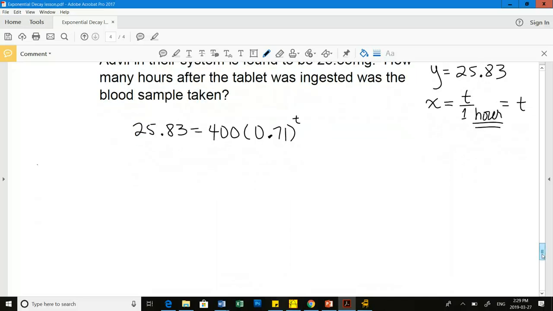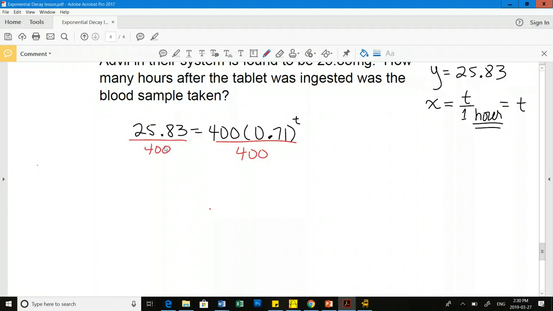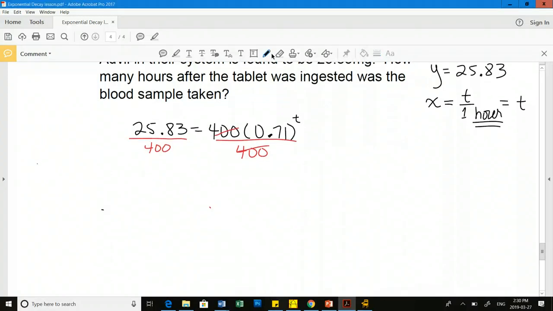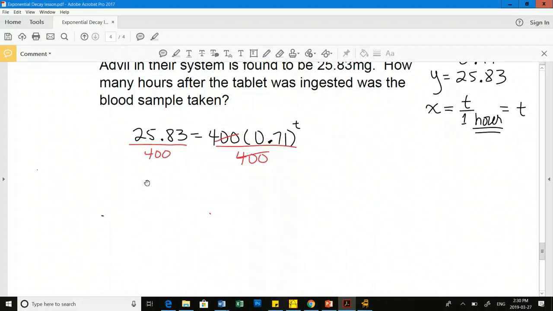Okay, before I use log, I need the base and that unknown in the exponent there. I need this whole part, the 0.71 to the t, isolated on one side. So I'm going to start just by dividing out the 400. And these will cancel over here. What do A and B stand for? A is initial value and B is the growth or decay factor.